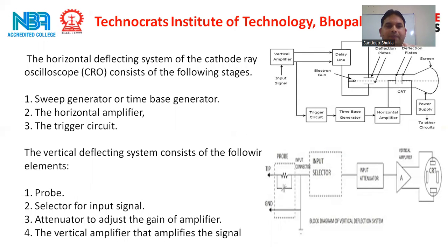The horizontal deflection plate system of the cathode ray oscilloscope consists of the following stages. First stage is the sweep generator, or we can say the time base generator. Second one is the horizontal amplifier, and third one is the trigger circuit. And the vertical deflection plate system consists of the following elements: probe, selector for input signal, attenuator to control the gain of the amplifier, and the vertical amplifier that amplifies the signals. You can see these various parts related to the horizontal and vertical deflection plate systems in this figure.